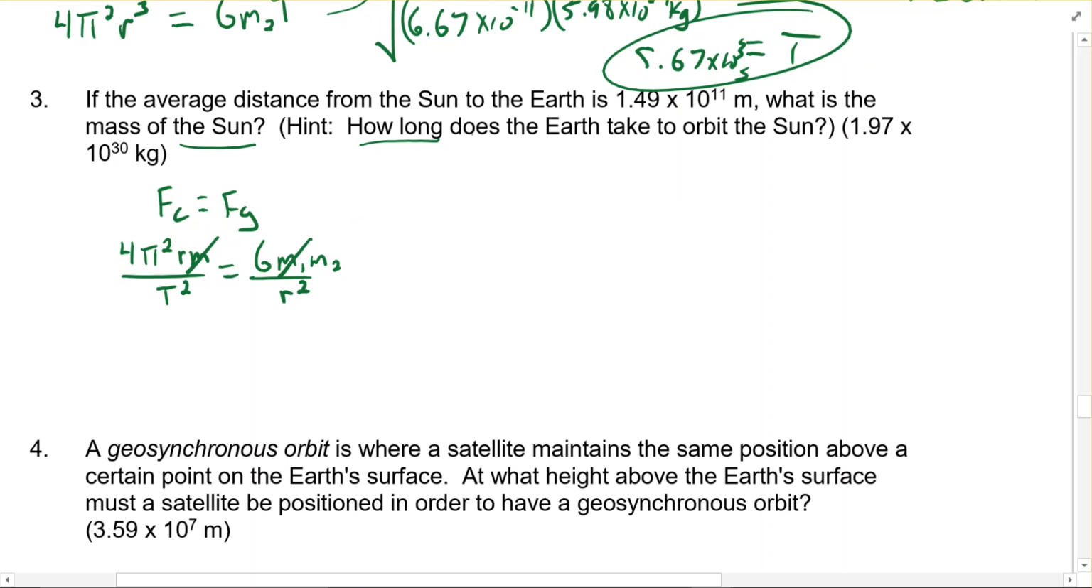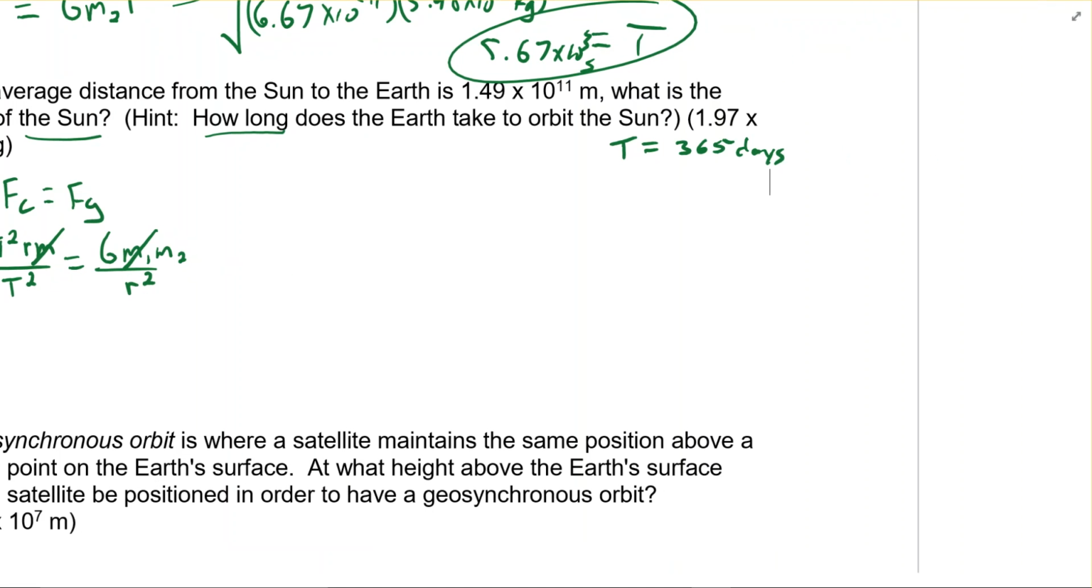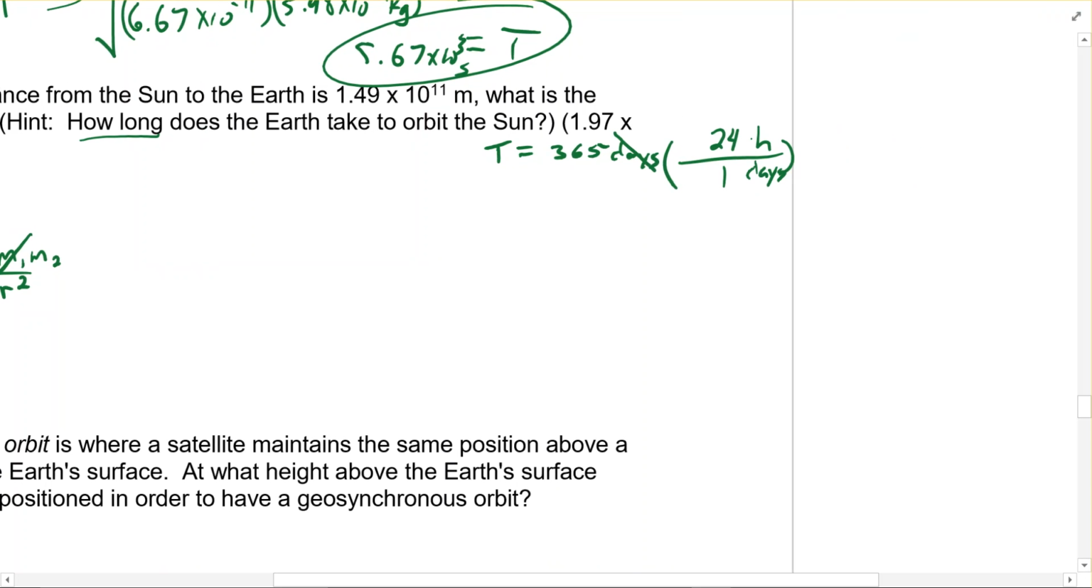Okay, and the other thing that we know is that time, let me write this over here, time is going to be equal to 365 days, right? That's how long it takes for the Earth to go around the sun. But we don't want that in days. We want that in seconds to go into our formula properly. So I'm going to multiply by some factor to change this. So I'm going to put days on the bottom. And if you're not sure how many seconds are in a day, let's just change it to hours first. So let's say I know there are 24 hours in one day. So if I just multiply by 24, my units are now in hours.